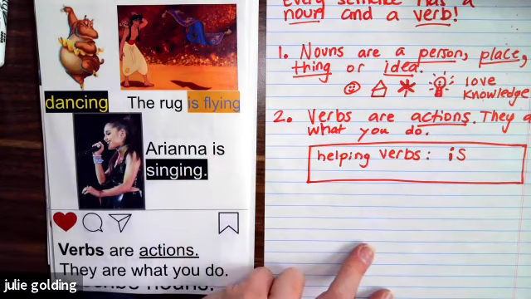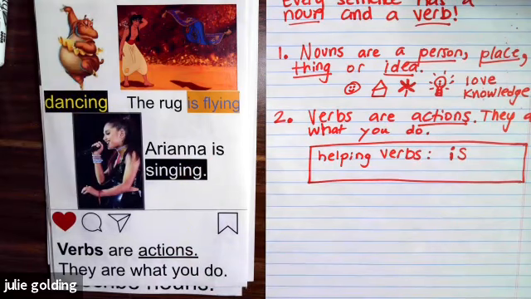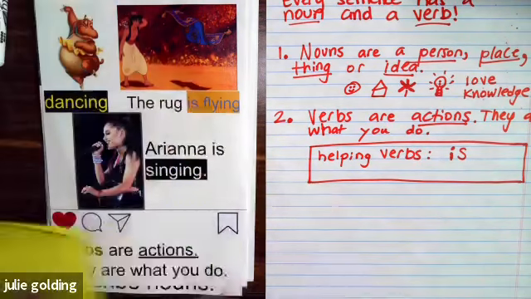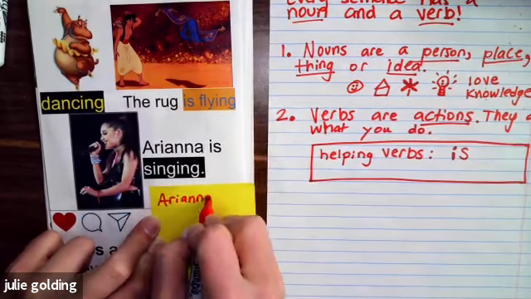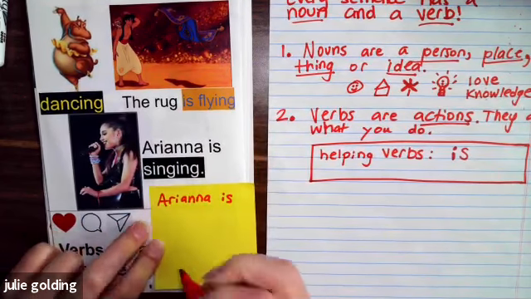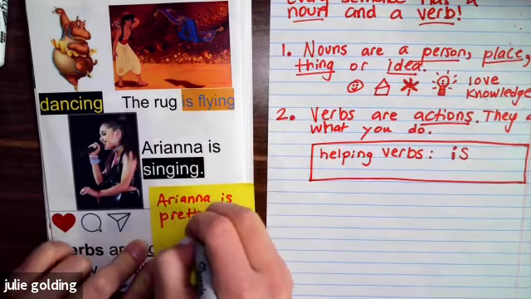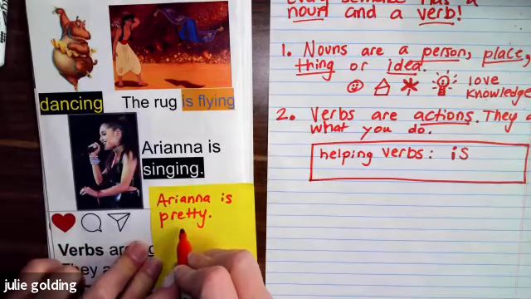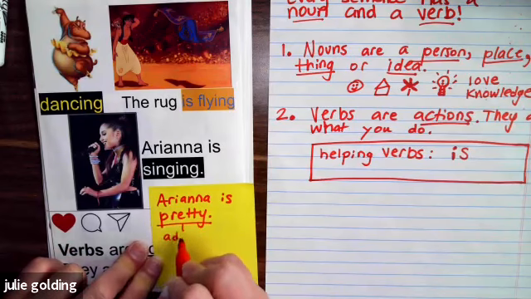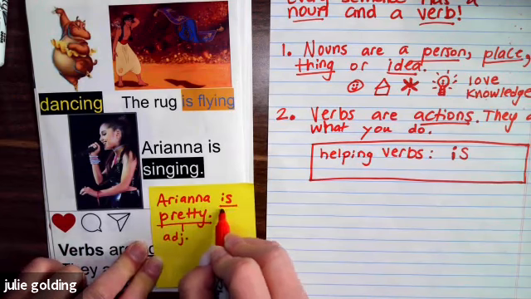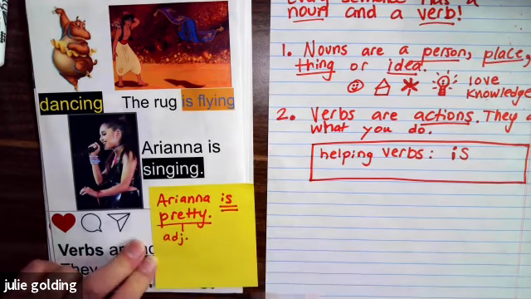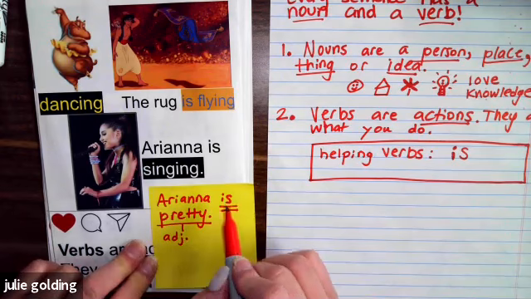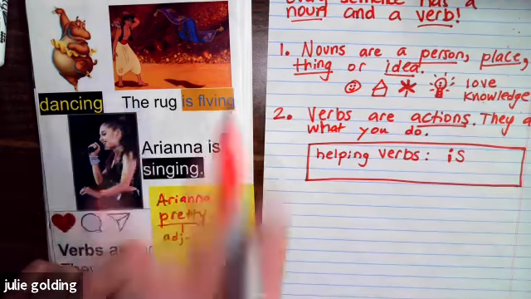Now we might also do another example sentence where we write: Ariana is pretty. We didn't talk about adjectives yet, but pretty is an adjective. This is an abbreviation for adjective. Isn't necessarily an action, right? You can't see someone and say, wow, look, they are ising. No, that's not a word. But is a state of being.